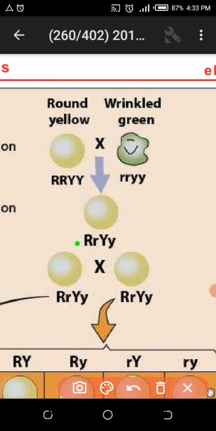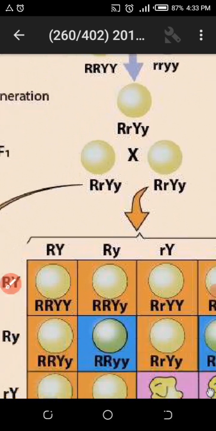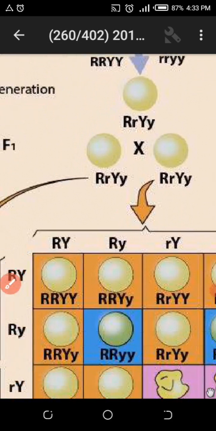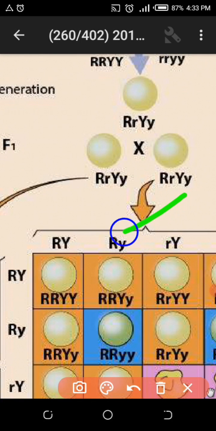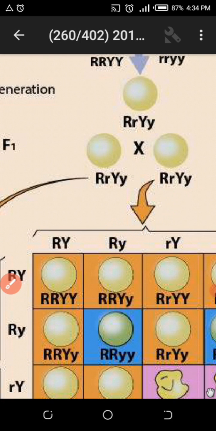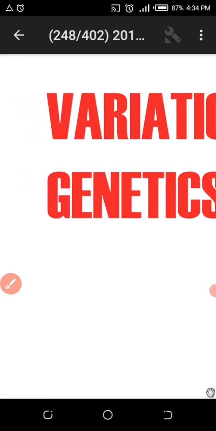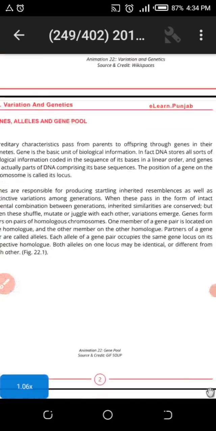The reason: when more than one pair of genes comes into the gamete, what happens? They independently assort. Why do they independently assort? During formation of gametes from the F1 generation, you will get the idea. I will take this one and you will get the idea. I will just magnify it. Just hold on. Yes, I am able now. Look here: capital R, small r, capital Y, small y. I can write here: capital R, small r, capital Y, small y.